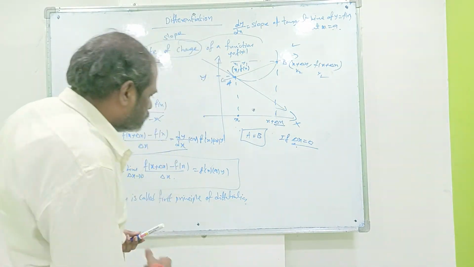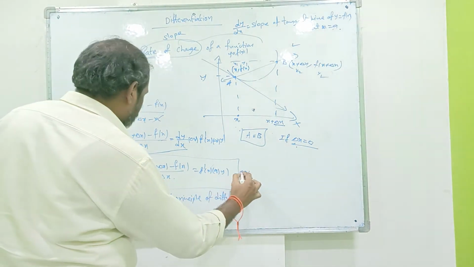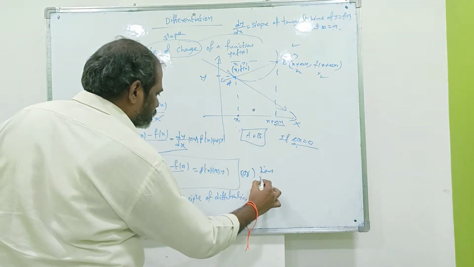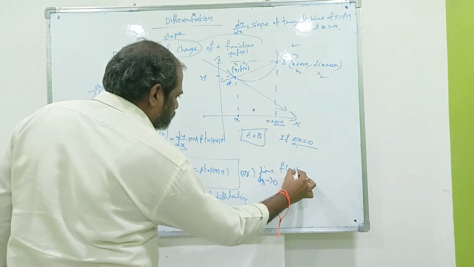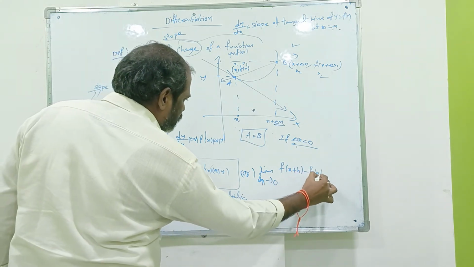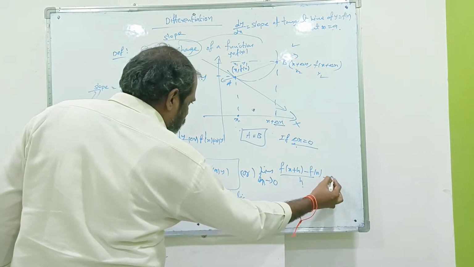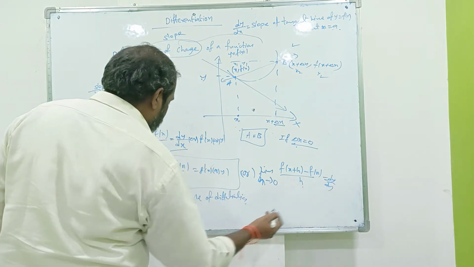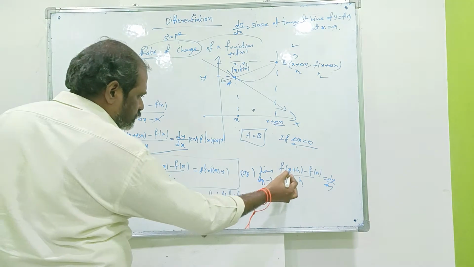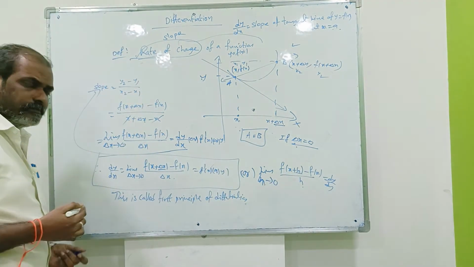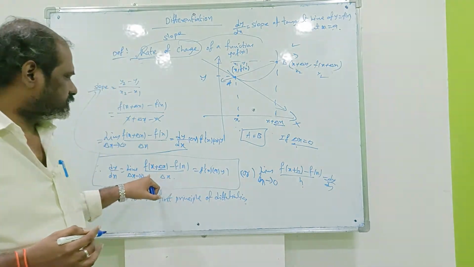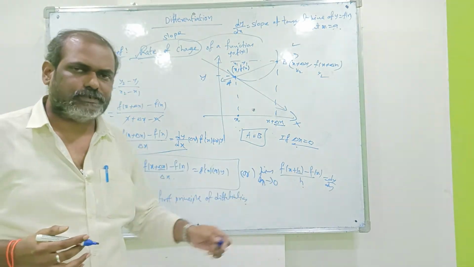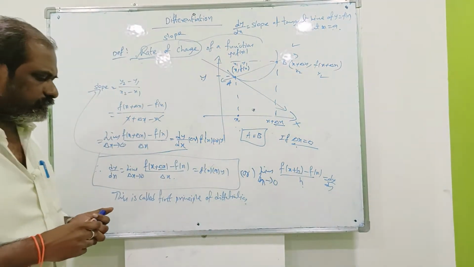In some textbooks you can write here limit h tends to 0, f of x plus h minus f of x by h. Both are the same. Here we write delta x, there we write h only. Both are the same formulas. Some textbooks write this formula, some write that one. Here the increment is delta x, there the increment is h. So this is the first principle of differentiation.